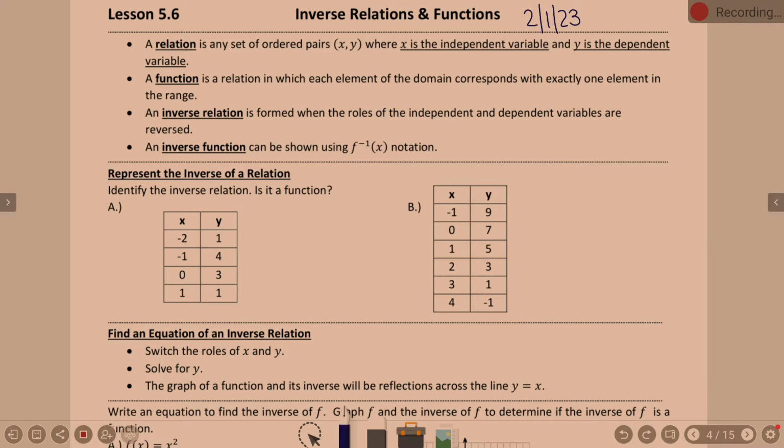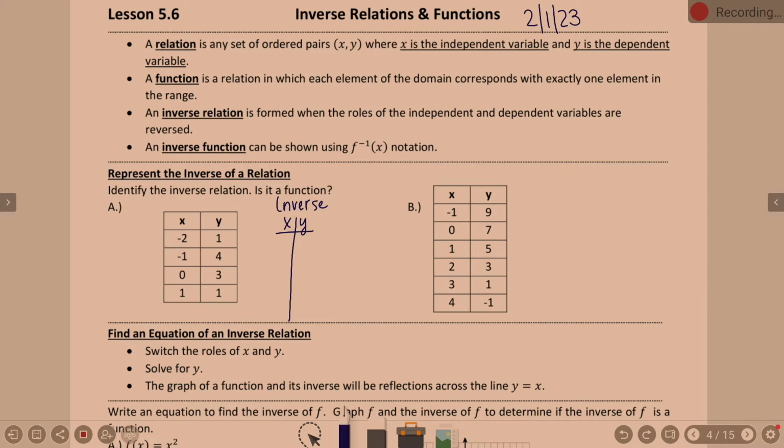So let's talk about what the inverse is. The given relation is negative 2, 1; negative 1, 4; 0, 3; and 1, 1. Thoughts on what the inverse is? This one's easy. What did it say to do up above to find your inverse? An inverse is formed when the roles of the independent and dependent variables are reversed.